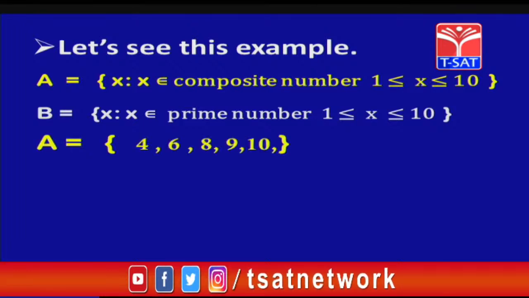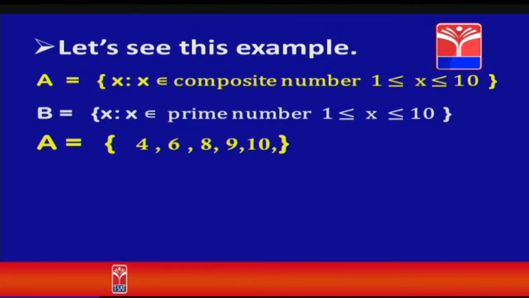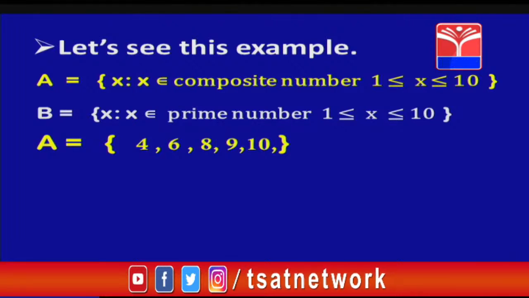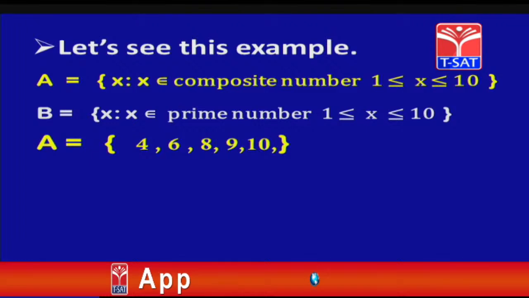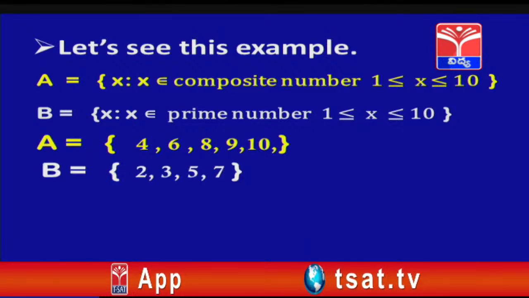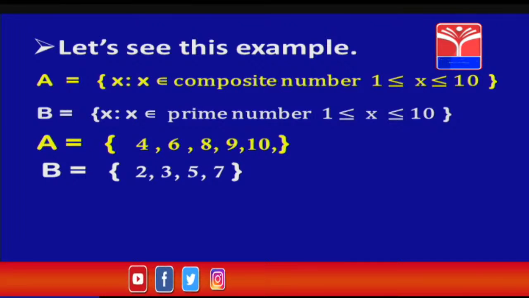Whatever I told you, whenever you come across these kinds of set builder form sets, the first step is to convert each set into roster form, that means list out the elements clearly. Whenever you list out the elements in a clear way, it is very easy. So B is the prime numbers less than or equal to 10, that means {2, 3, 5, 7}. So, A union B.